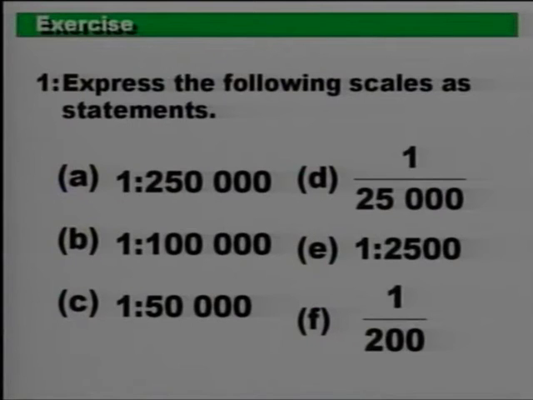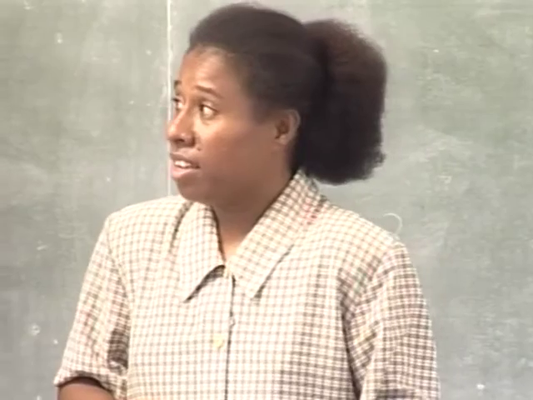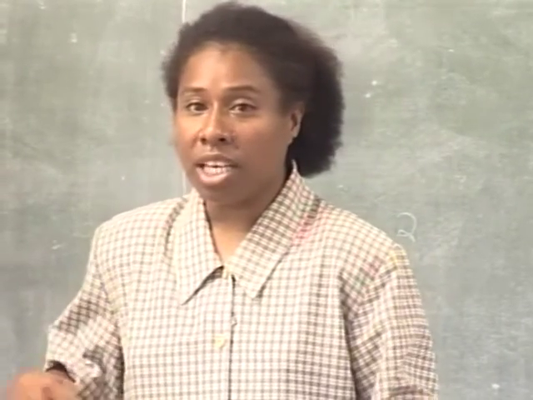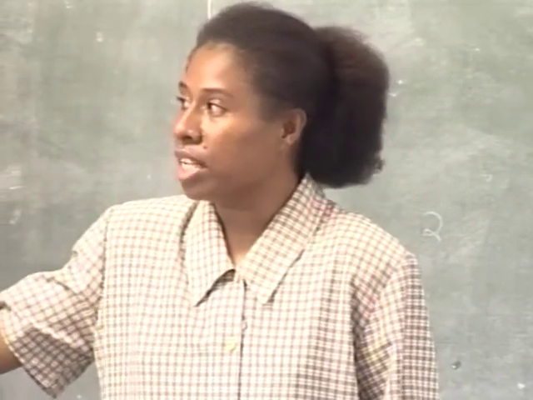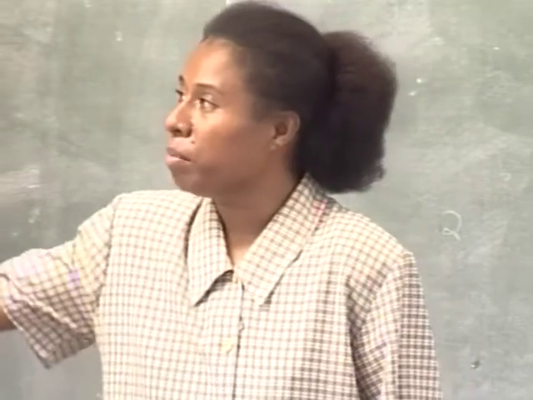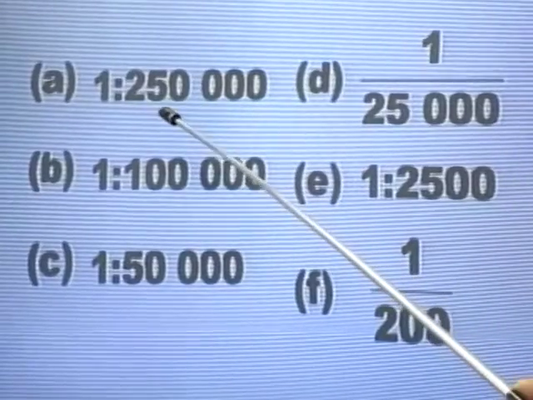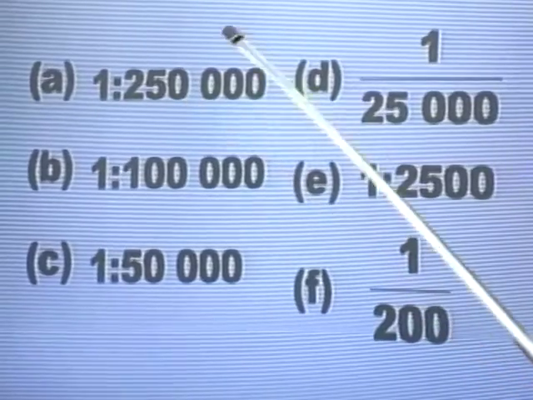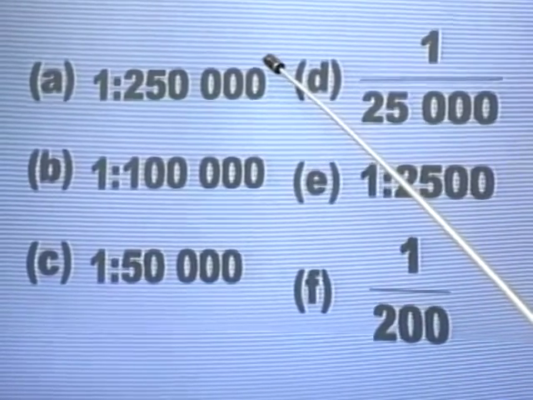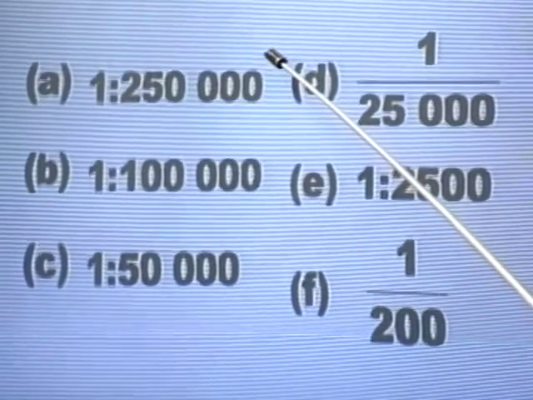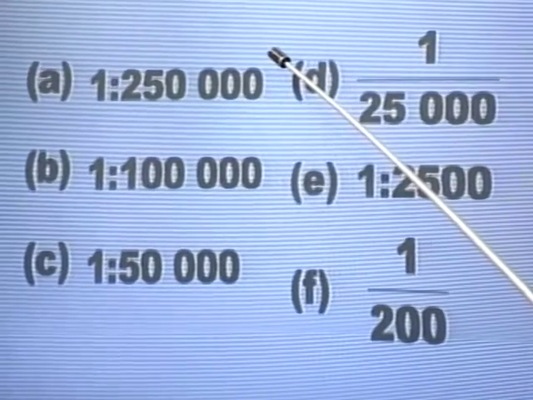So we're starting from very simple, making sure we can read those in statement form. If I had to actually convert those to the same unit of measurement, then it will be 1 centimeter is equivalent to 250,000 centimeters.